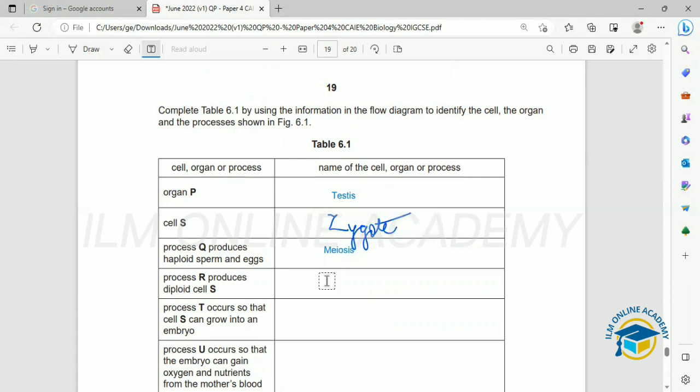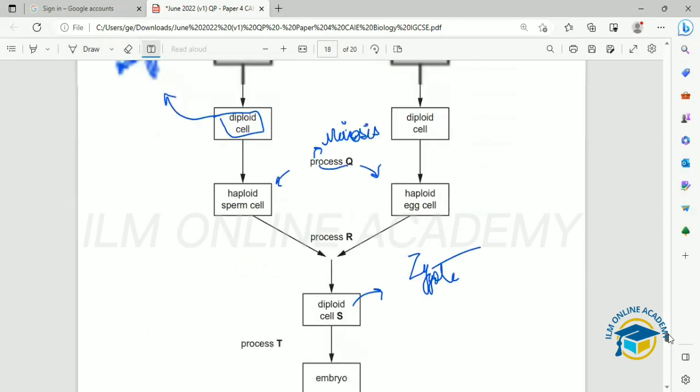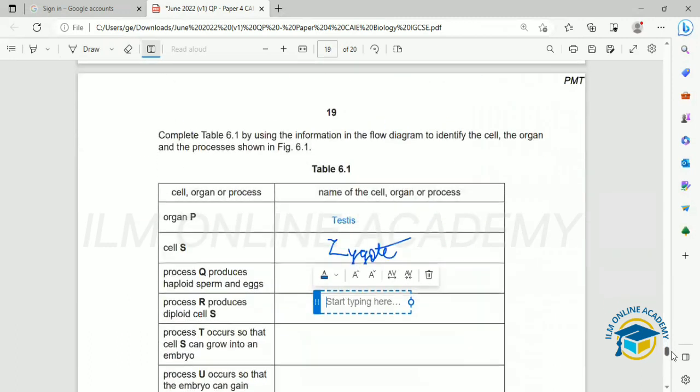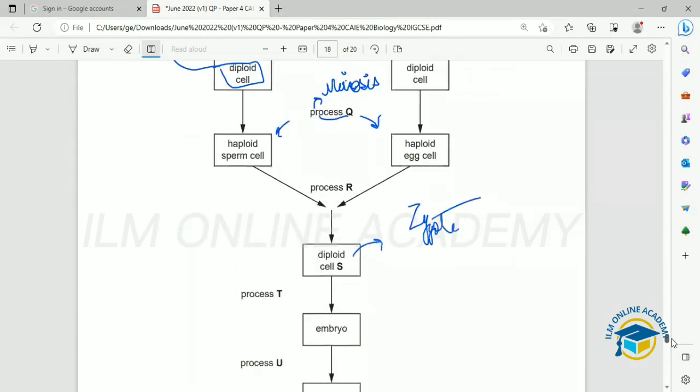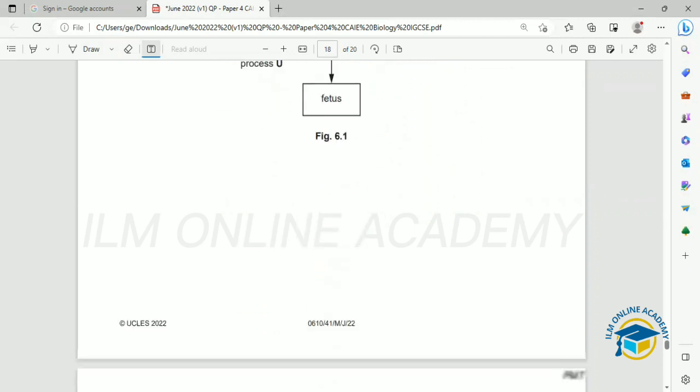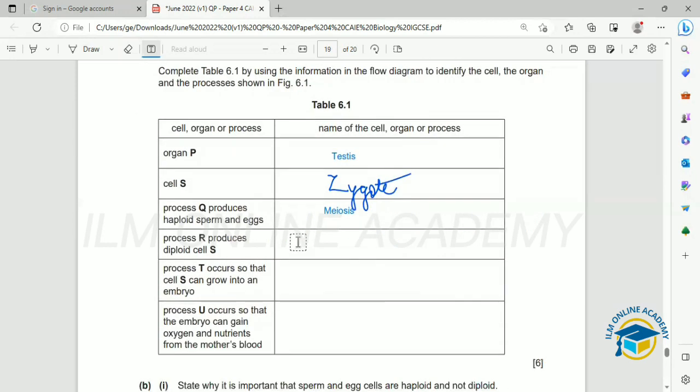And then diploid R produces diploid S. No, process R produces diploid S. Sorry for that. So process R ke name humne batana hai. So process R ke through we are getting diploid S. Now this is actually haploid sperm cell reacting with haploid egg cell giving you zygote. That is what fertilization mainly is. So it is fertilization.